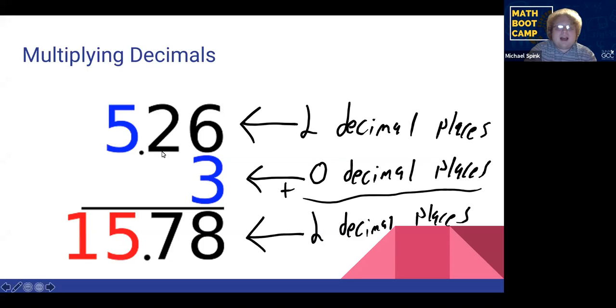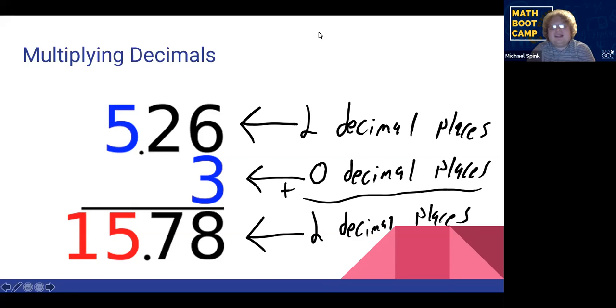If we want 5.26 times 3, we're just going to multiply like normal. 3 times 6 is 18, carry the 1. 3 times 2 is 6, plus 1 is 7, and 5 times 3 is 15. Now, we need to correct and actually account for these decimals. Clearly, 5.26 times 3 is not going to be in the thousands. I would sure hope not.